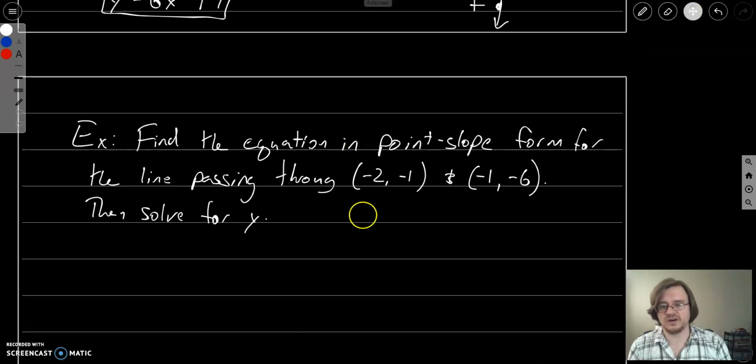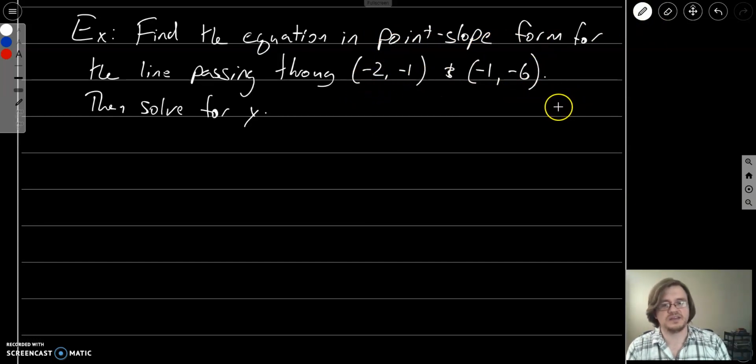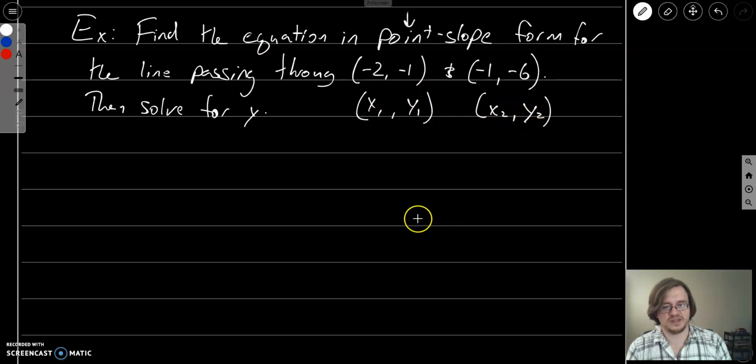Let's do one more example. Let's find the equation of the line in point-slope form that passes through these 2 points. So in order to use point-slope form, we need a point. Well, we've got one, but we also need a slope, and we don't know the slope yet. So we just have to calculate it. So let's call our first point x1, y1, and our second point x2, y2.